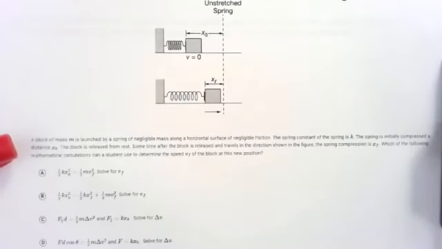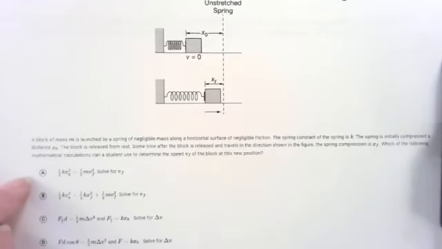A block of mass M is launched by a spring of negligible mass along a horizontal surface of negligible friction. The spring constant of the spring is K. The spring is initially compressed a distance of x sub O. The block is released from rest. Sometime after the block is released and travels in the direction shown in the figure, the spring compression is x sub F. Which of the following mathematical calculations can a student use to determine the speed v sub F of the block at this new position?